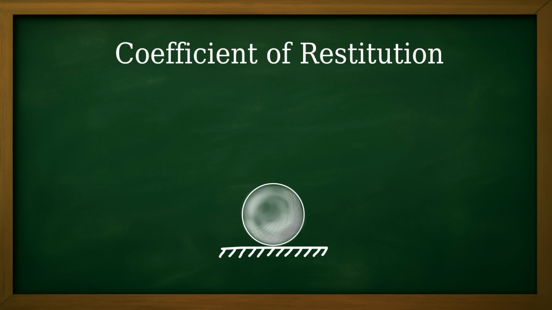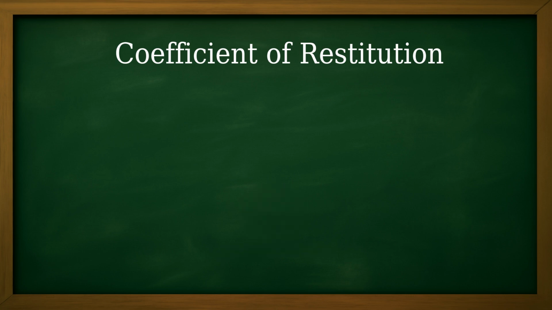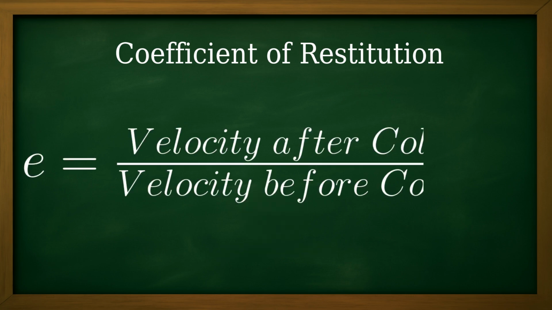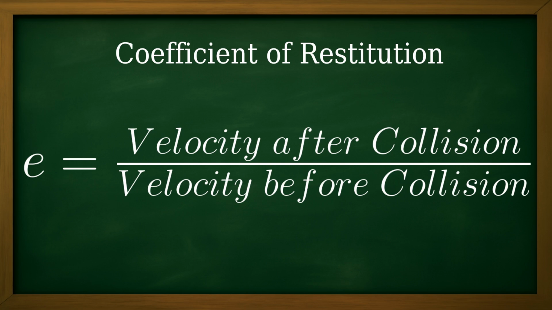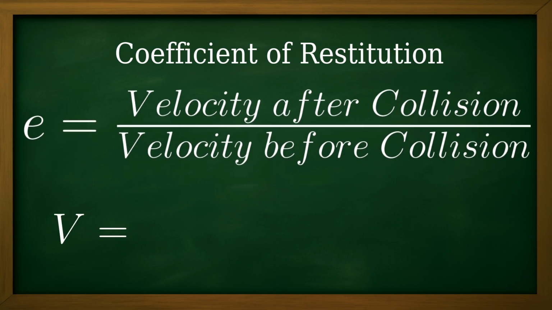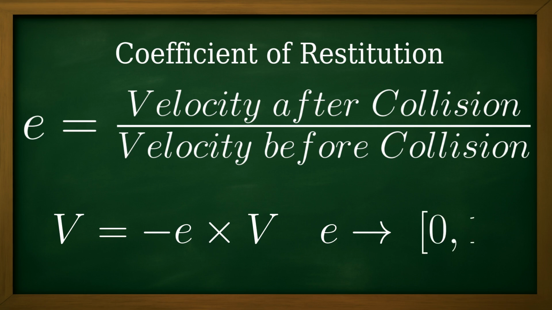Let's add a term in our simulation to represent this effect. We can control the energy loss by introducing a term called the coefficient of restitution. By definition, the coefficient of restitution is the ratio of velocity after collision divided by that before collision. During every bounce, instead of just reversing the velocity, we can multiply the velocity by a factor and then reverse it. This factor can vary from 0 to 1.